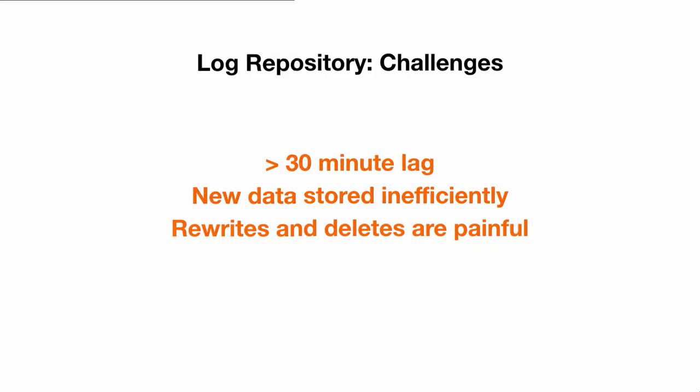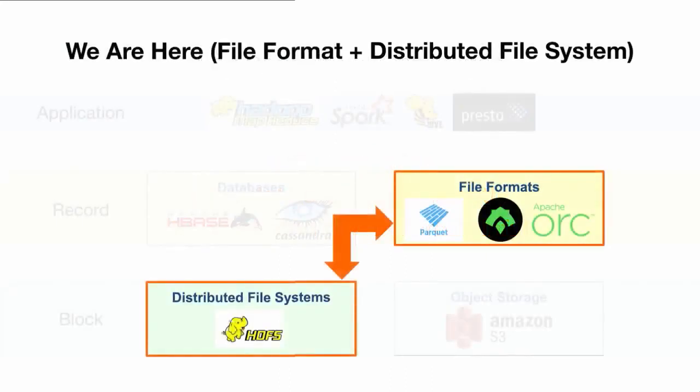So how do we fix them? We are here: file format plus distributed file system. A double-ended arrow points between a box labeled file formats with Parquet and Apache ORC and a box labeled distributed file systems with HDFS. Oops, some of my slides went away. But basically the problem is that we have a triple of three things for every row in log repo. We have the type, unique ID, and data.